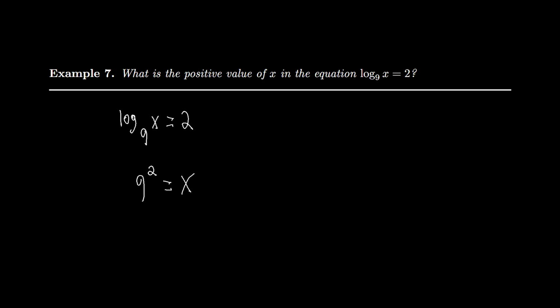Well, pretty clearly, we just solve here, and 9 squared is 81, so 81 must be x. So that's it. That's the positive value. It's 81. Good job, we solved it. That's all that there is to these sorts of things. Just rewrite it and solve it. These are the easiest things to solve.